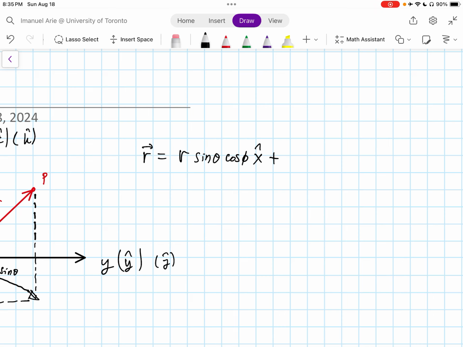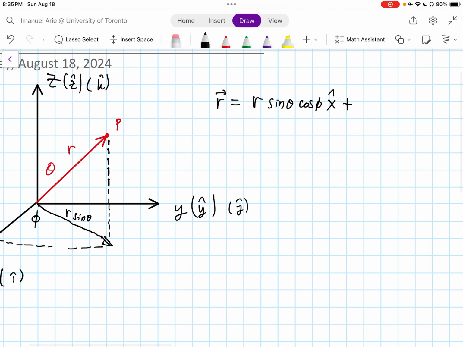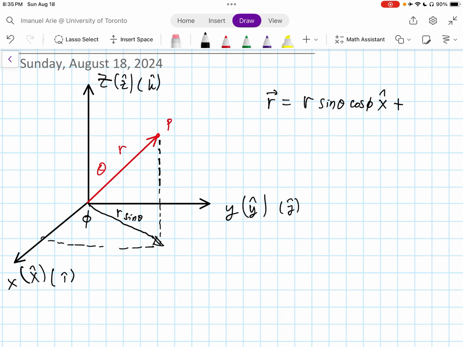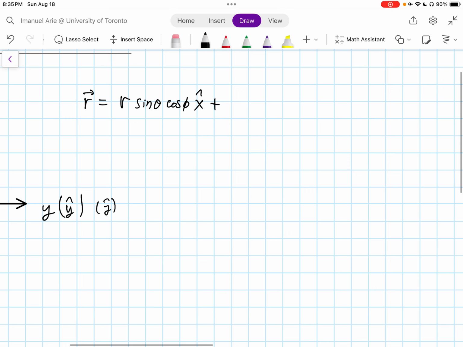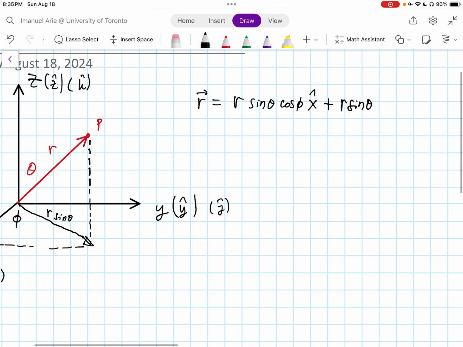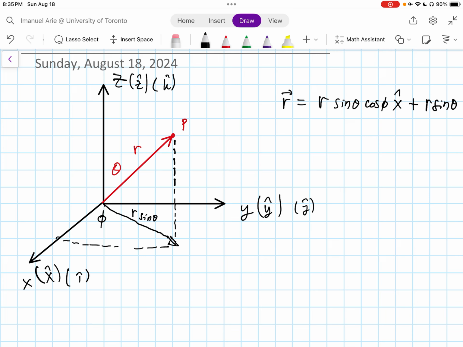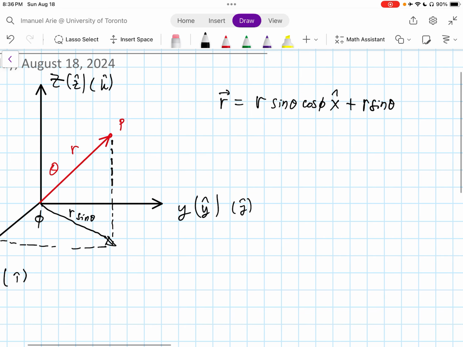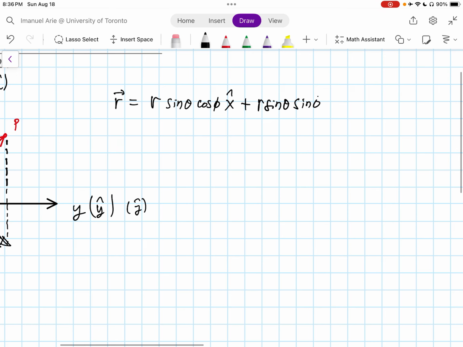Now let's talk about the y component of the coordinate of P. So again, we will project the vector r here onto xy plane, we have r sine theta still. However, since we want the y component of the coordinate, that means we have to project this r sine theta onto y-axis. And then we will get r sine theta times what? Sine phi. Oh, sorry. Sine phi y hat.